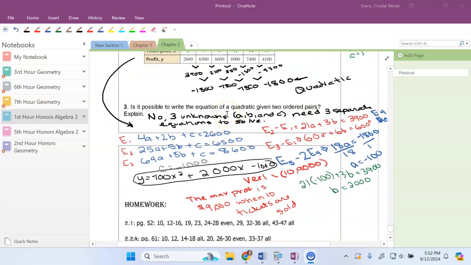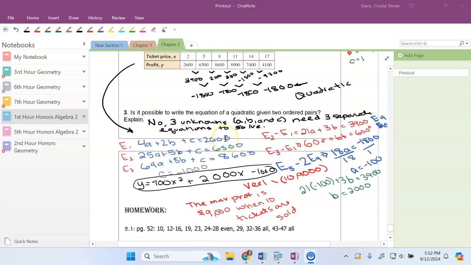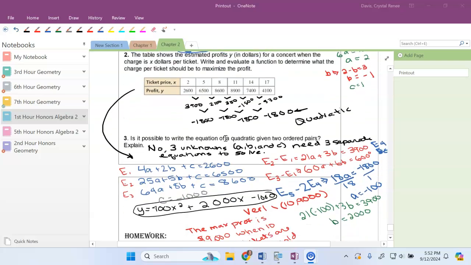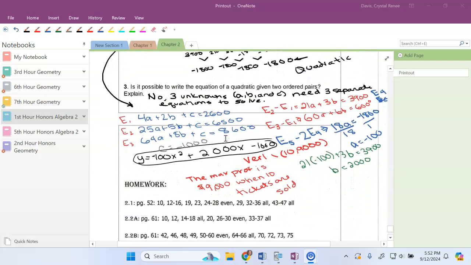First of all, 3, no, it is not possible. If you have 3 variables, which we have A, B, and C, remember we have to have a minimum of 3 different equations to solve that. So that one isn't possible. My work for all of this is right here. Hopefully you can follow it. You should end up getting the equation y equals negative 100x squared plus 2000x minus 1000. When you do that, your vertex is going to be at (10, 9000). That signifies that our max profit is $9,000, and we make that when we sell 10 tickets.